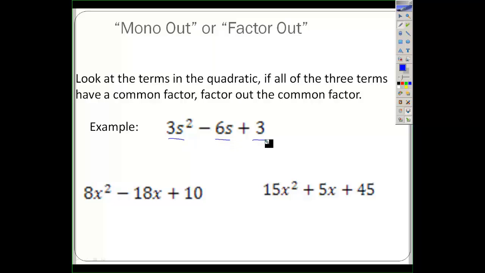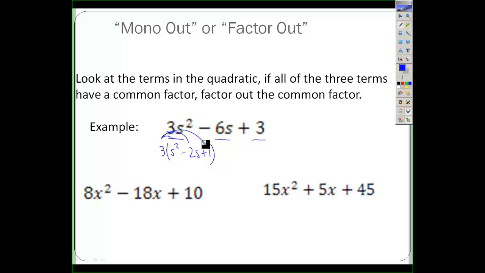In this case, I noticed they all have a 3 in common. What I'm going to do is the opposite of the distributive property. I'm going to take that 3 out, and if I take a 3 out of 3s squared, I have an s squared left. Minus 2s plus 1. Now, this is called mono out or factor out. I like to call it mono out because I'm taking a monomial out. 3 times s squared is 3s squared. 3 times negative 2s is negative 6s, and 3 times 1 is 3. So I know I factored it right.